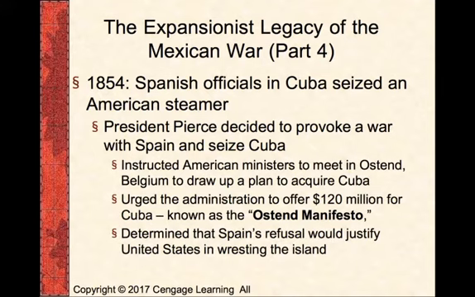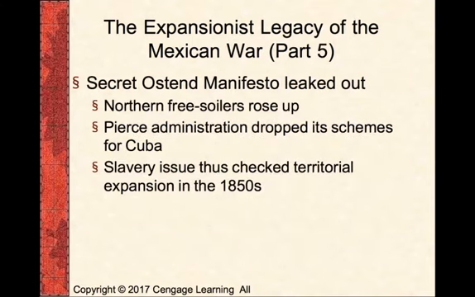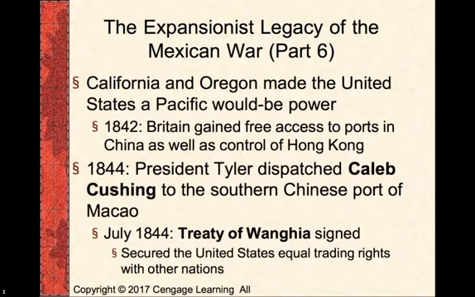They determined that Spain's refusal would justify the United States in wresting the island, but when information about the manifesto leaked out, Northern Free Soilers rose up against it. The administration dropped its schemes, and the slavery issue was checked for the rest of the 1850s.